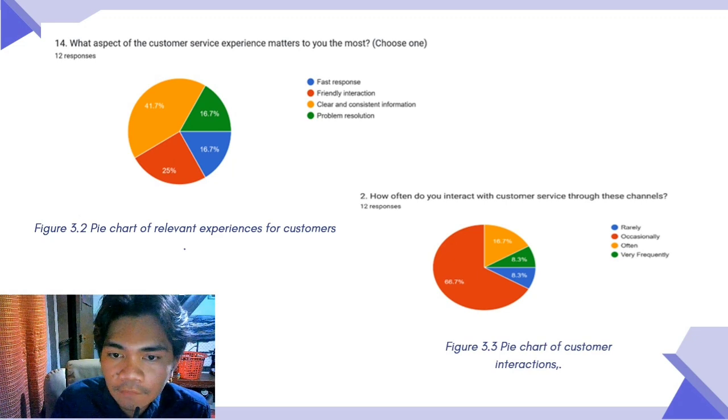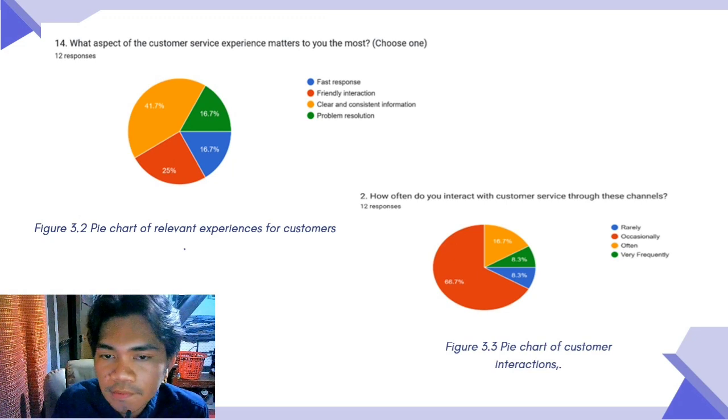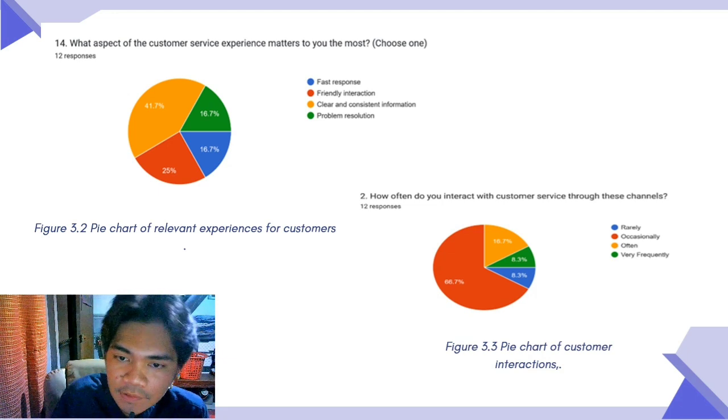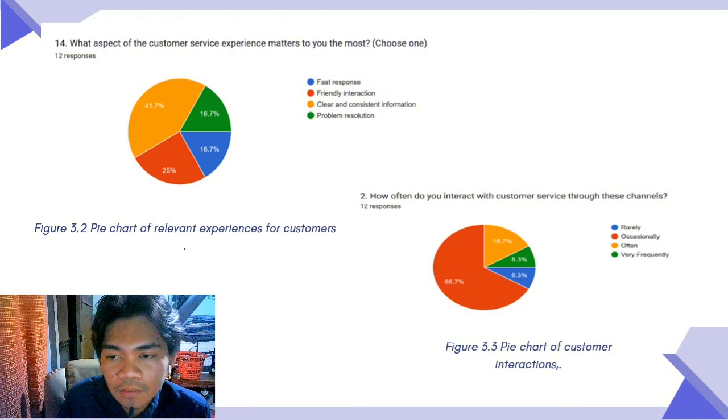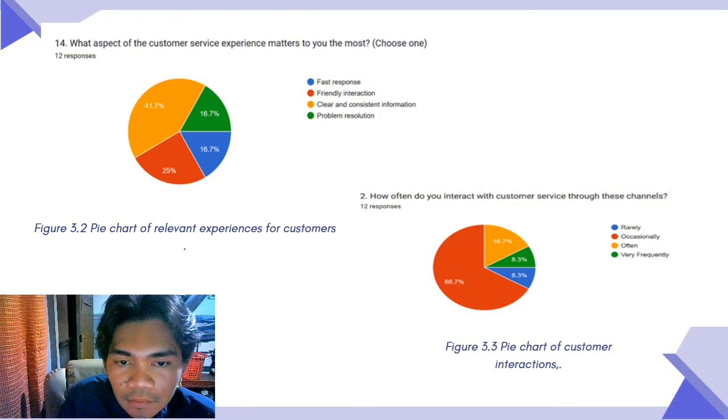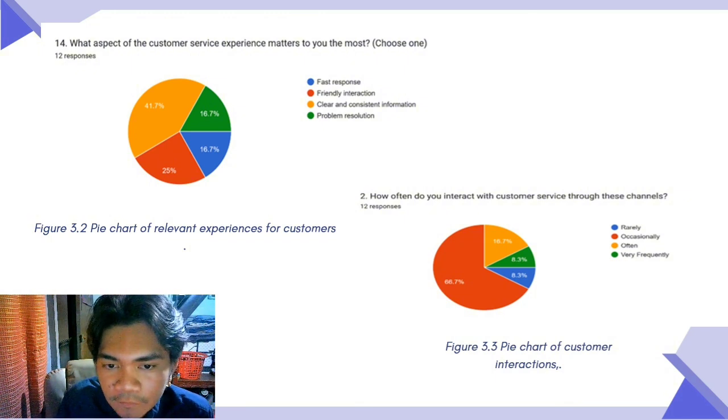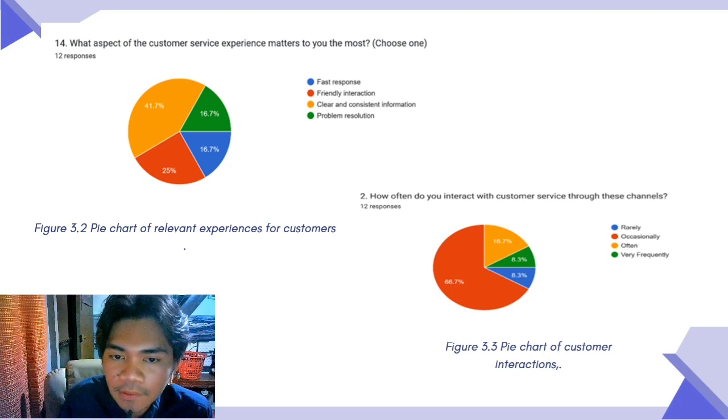For figure 2, we can see that most of the customers say what matters to them the most in a customer service is clear and consistent information, followed by friendly interaction by the front office or agents. Then after the friendly interaction comes fast response and problem resolution.